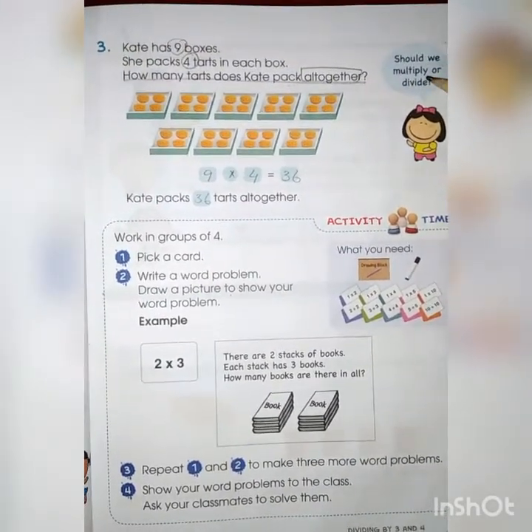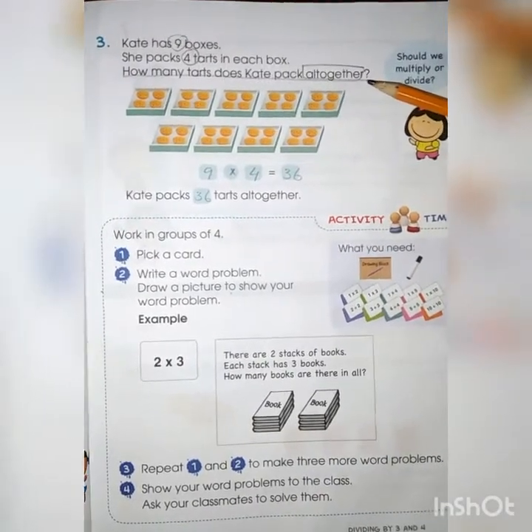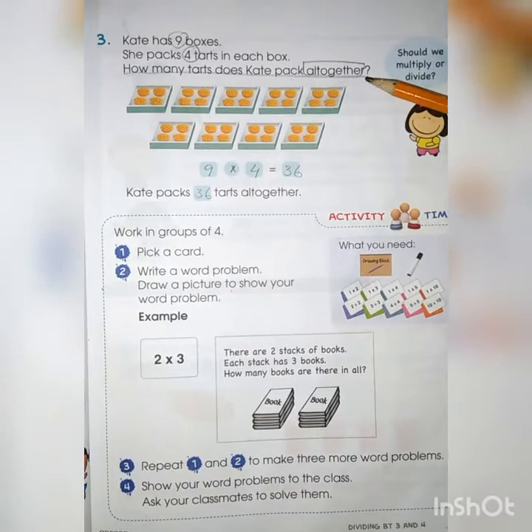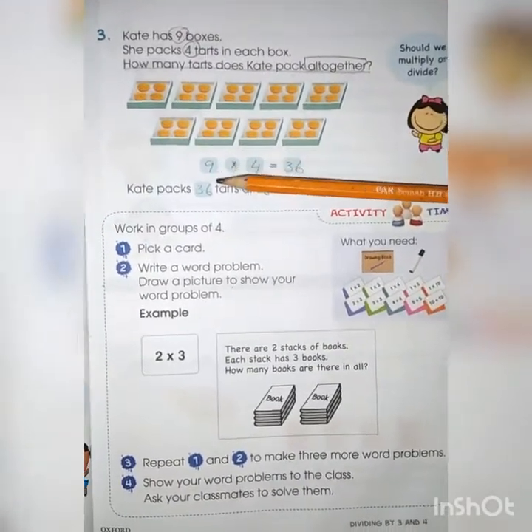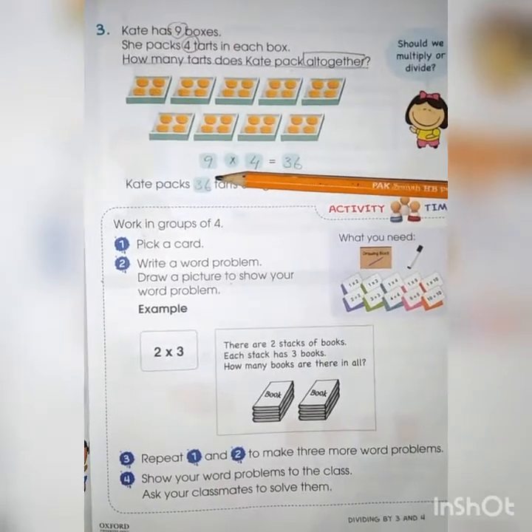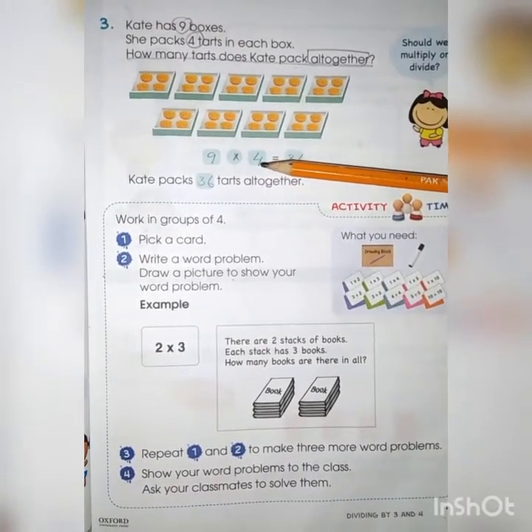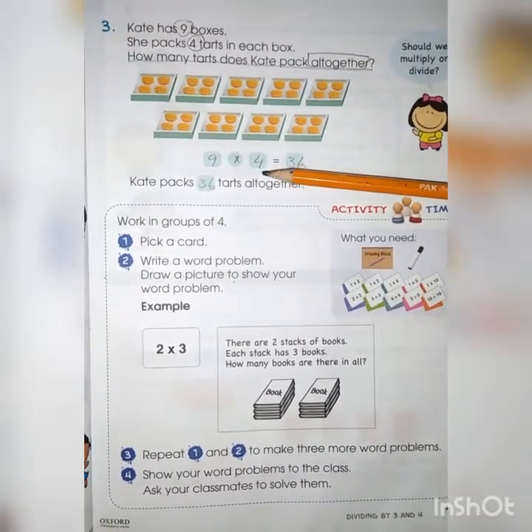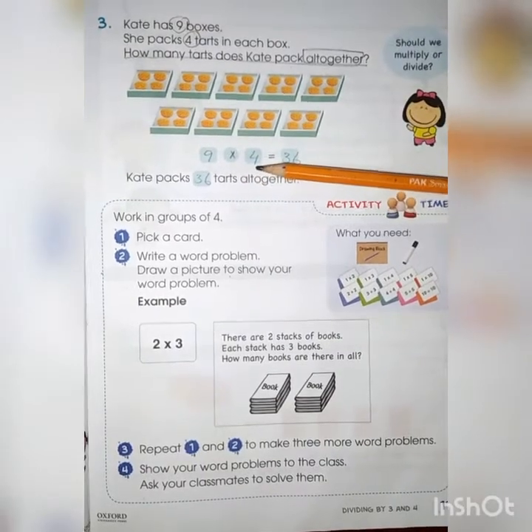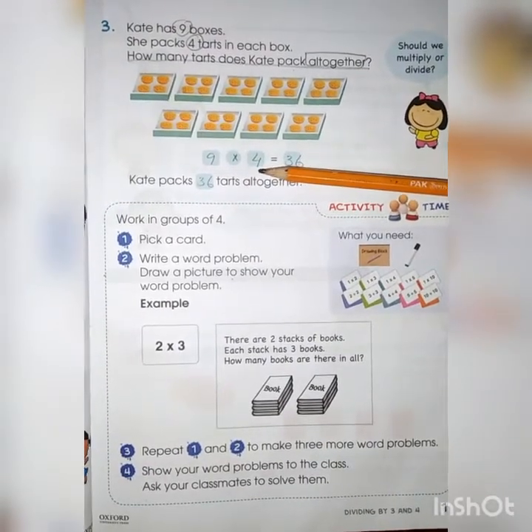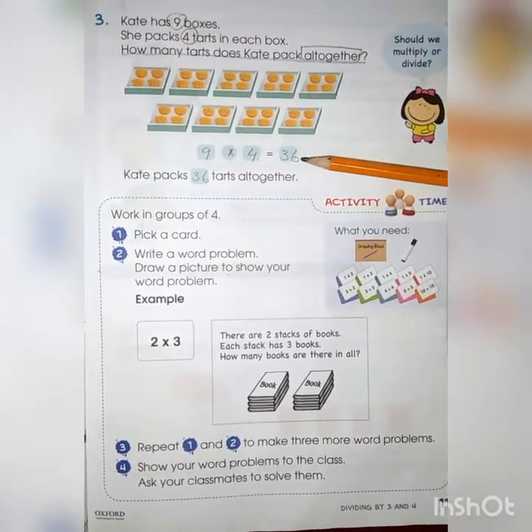Should we multiply or divide? We will multiply the numbers because we know that here we have a keyword altogether, which is used for multiplication. Okay, here we have 9 boxes of tarts, and Cat packs 4 tarts in each box. So when we multiply 9 with 4, we will get 36.